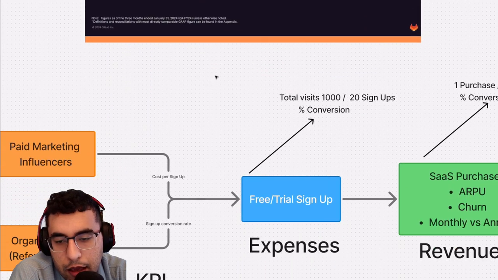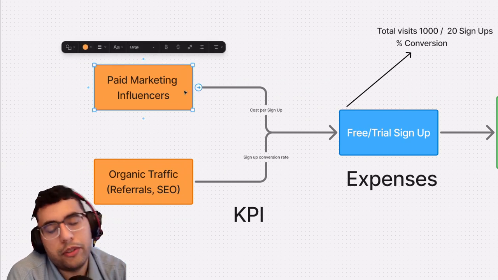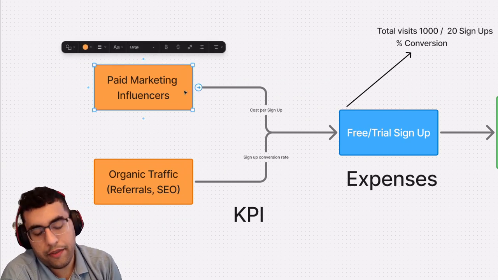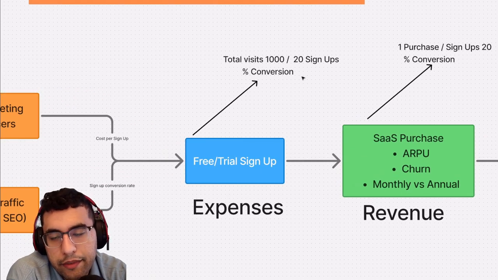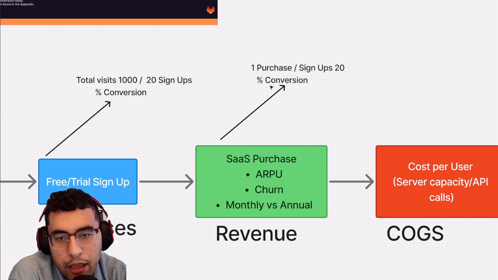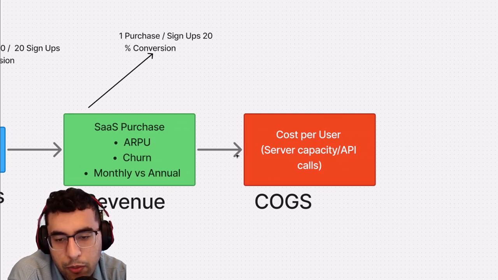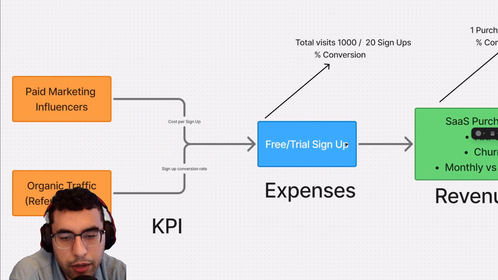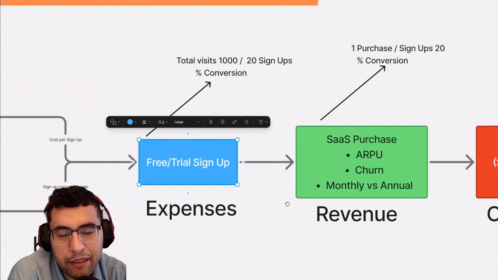So all right, let's just do an overview. Let's say you paid a marketing influencer and you worked with them and you calculate a cost per sign up and you get this conversion. I had 1,000 visits divided by 20. That gives me my conversion percentage. And then let's say I have one purchase out of 20 and that gives me my conversion percentage on buying, and then your cost per user. So you fundamentally want to track these things, your COGS, revenue, and then these expenses and KPIs, because these will become levers that you can pull.